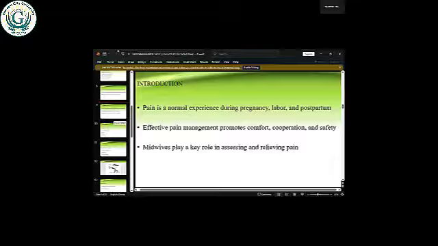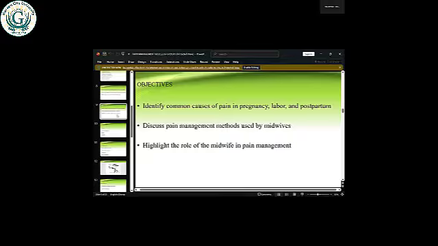Midwives play a key role in assessing and relieving pain. So as midwives, we have a key role to play during pregnancy, labor, and postpartum when it comes to the pain our clients feel. So as we move forward through the slides, we are going to know the key roles of a midwife in alleviating pain during labor, pregnancy, and postpartum. Thank you.